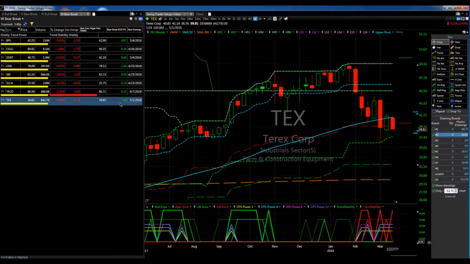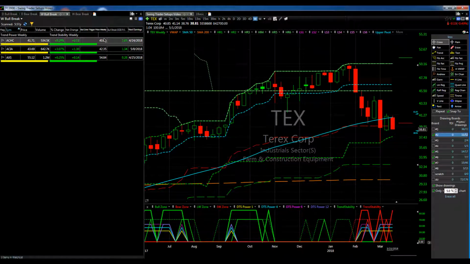And TEX 50 week here. We looked at this yesterday, so it's just a repeat. Get over to the daily bulls. We got 3 on there.